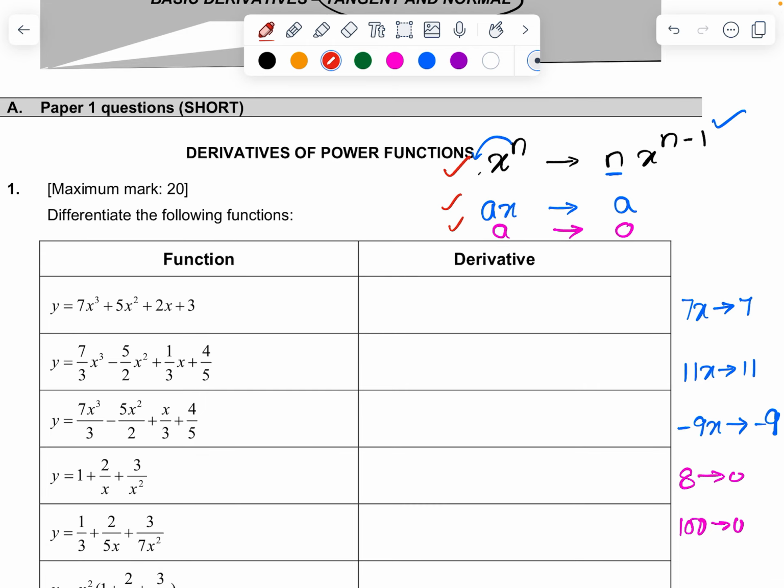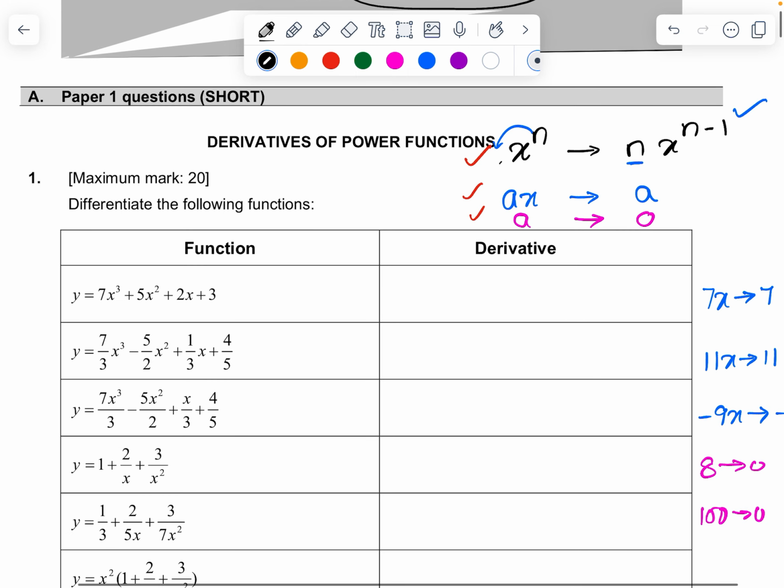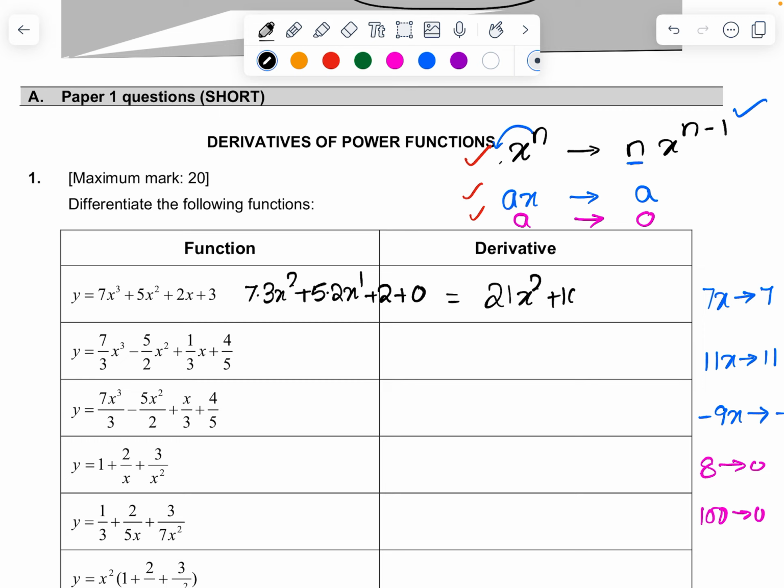So now here the power comes to the front: 7x cubed plus 5x squared plus 2x plus 3. It becomes 7 times 3x to the power of 2, plus 5 times 2x to the power of 1, plus 2x whose derivative is 2, and 3 whose derivative is 0. So my final answer is going to be 21x squared plus 10x plus 2.